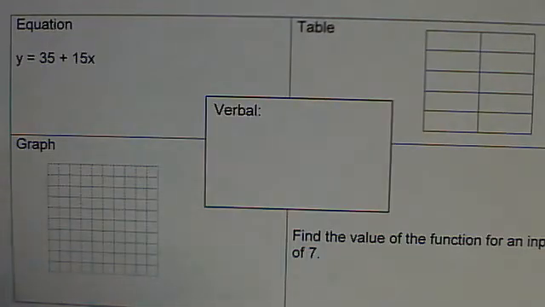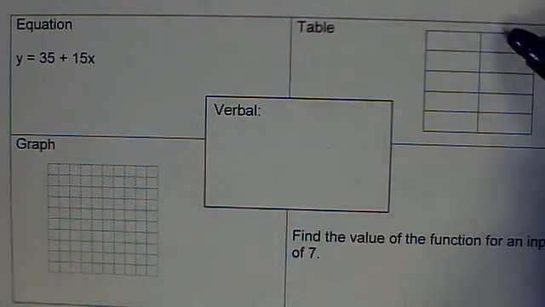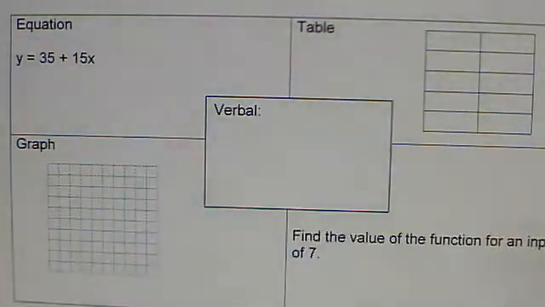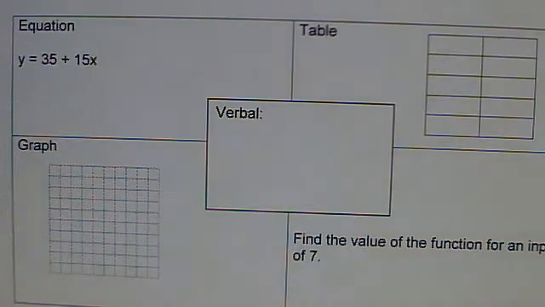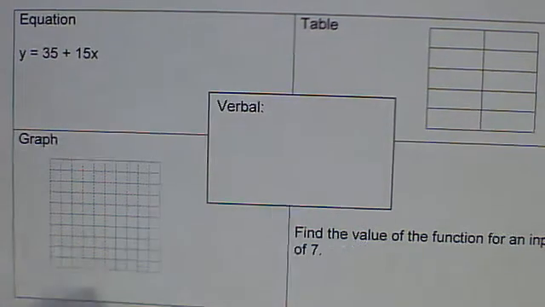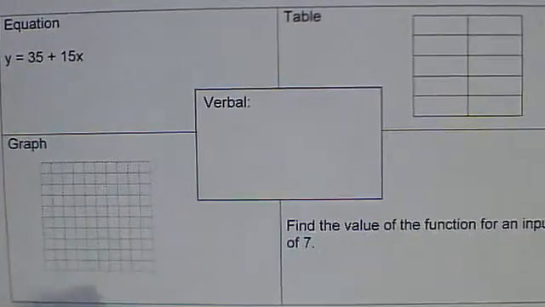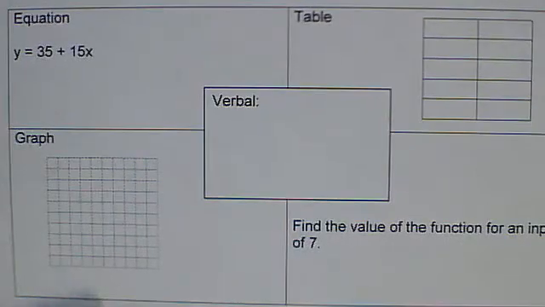So you have to have the verbal part first to know what your headings are for the table and to know what your axes are for the graph. So our equation is y equals 35 plus 15x. So we have to come up with a word problem that would have 35 plus 15x. So this is your chance to be creative with word problems.